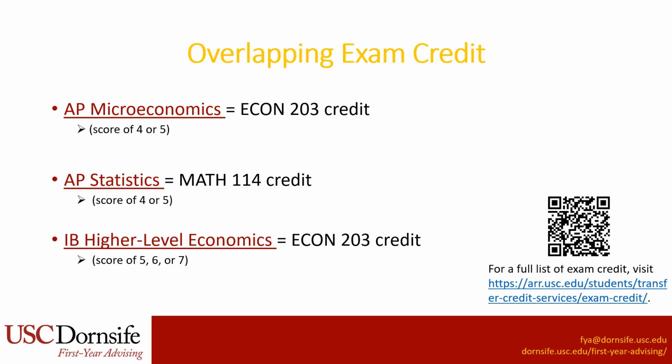There is some overlapping exam credit that will also give you some major requirements. If you are bringing in AP Microeconomics with a score of a 4 or 5, you will receive credit for the Econ 203 requirement. If you are bringing in AP Statistics with a score of 4 or 5, you will receive credit for the Math 114 requirement. And if you are bringing in IB Higher Level Economics credit with a score of 5, 6, or 7, that will also grant you credit for Econ 203.